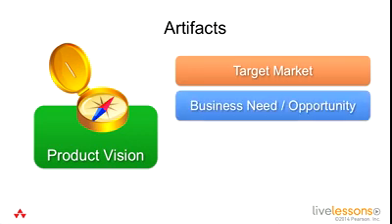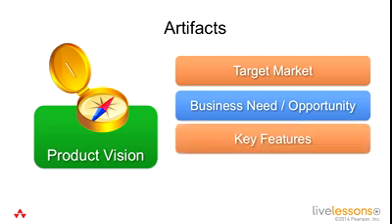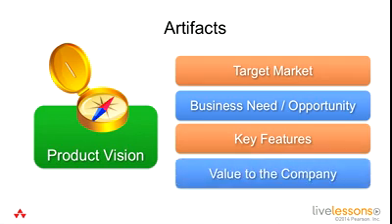It should give us some idea of what the business need is that's out there or the opportunity that we're going to take advantage of, as well as describing key features for this product at a high level. And what's the value to the company? What do we expect? And you might even have some goals of we expect this type of revenue or this much increase in efficiency, which will result in this type of savings. Something that can convey what this is actually going to bring to the company.